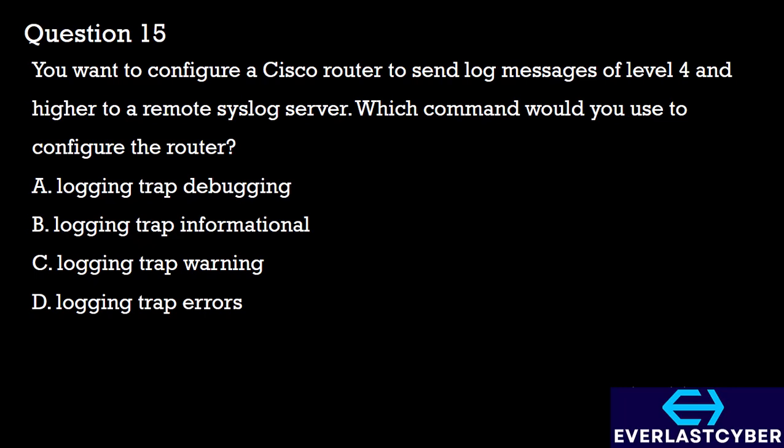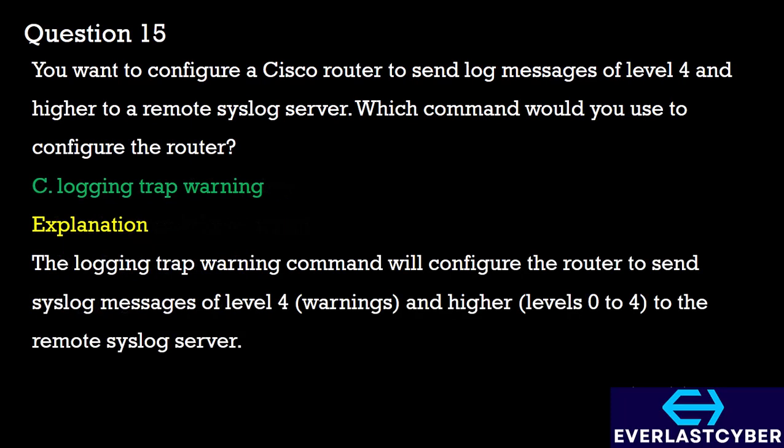this usually includes everything, but the scenario we have mentions level 4. Logging trap informational sends log messages from level 6 and higher, and it might include less severe messages than level 4. So that's not what we're looking for. The logging trap warning command will configure the router to send syslog messages of level 4 warnings and higher to the remote syslog server, while logging trap errors will only send log messages of level 3 and higher, and it will exclude all level 4 messages. So the command we're going with is option C.